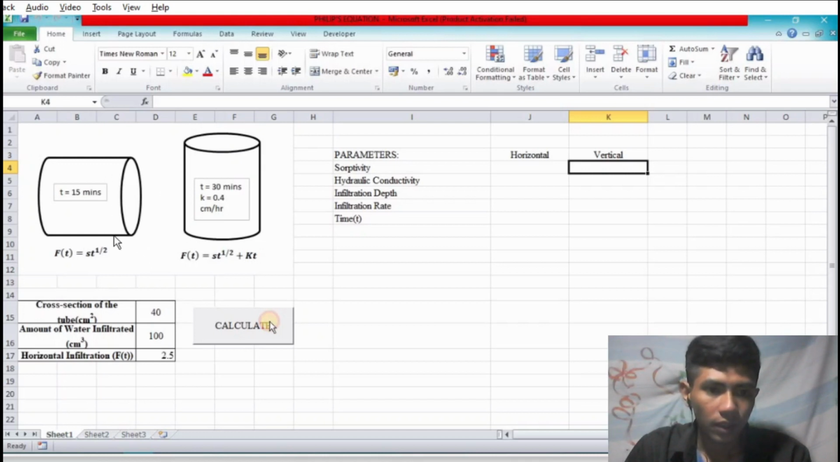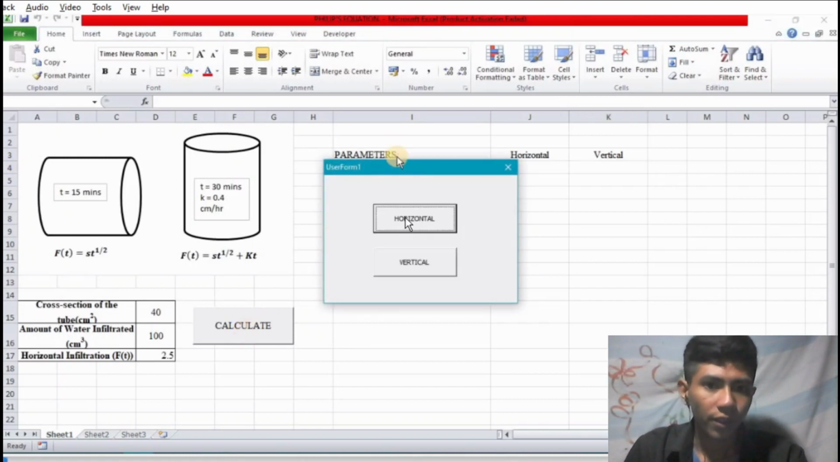First, we've got the cross section of the tube is 40 centimeter squared, and the amount infiltrated after 15 minutes is 100 cubic centimeter. If we divide this, we can get the value of cumulative infiltration in this object. Okay, the horizontal infiltration is 2.5 centimeter for 15 minutes. Now let's calculate.